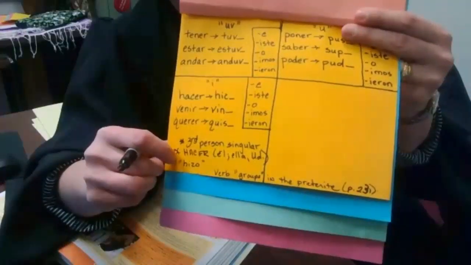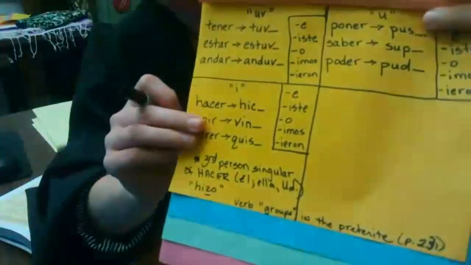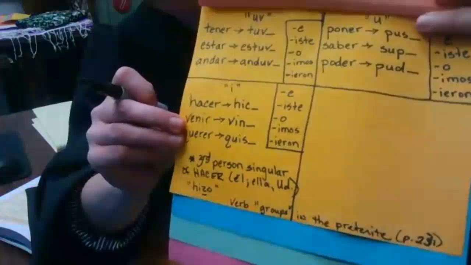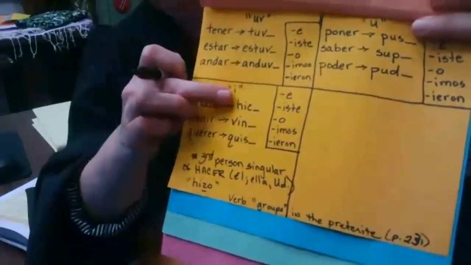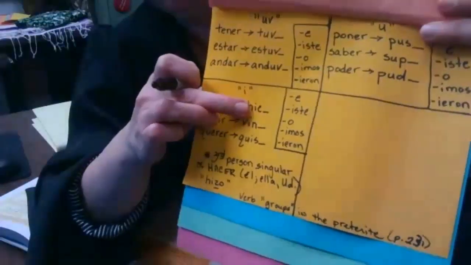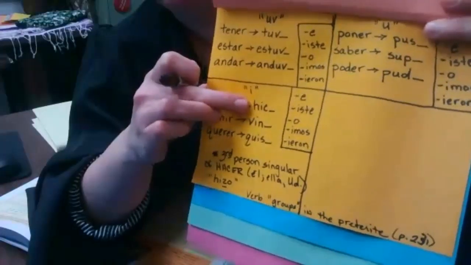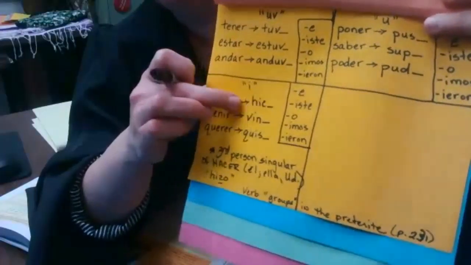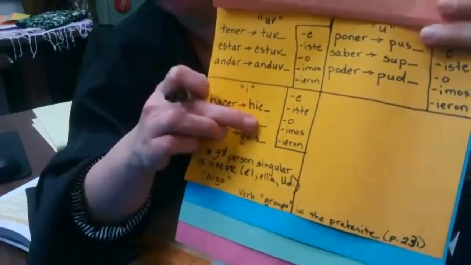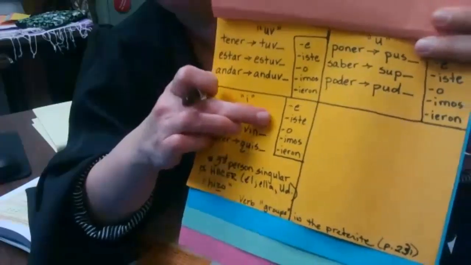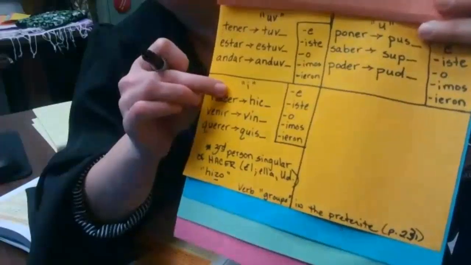H-I-Z-O, hizo. And we do that, and we change that C to a Z right there, the hizo, to maintain the sound of the C. Because right here, the sound of the C is going to sound like an S. Hice, hiciste, hicimos, hicieron. But if you put a C in front of an O, it changes the sound of the C.